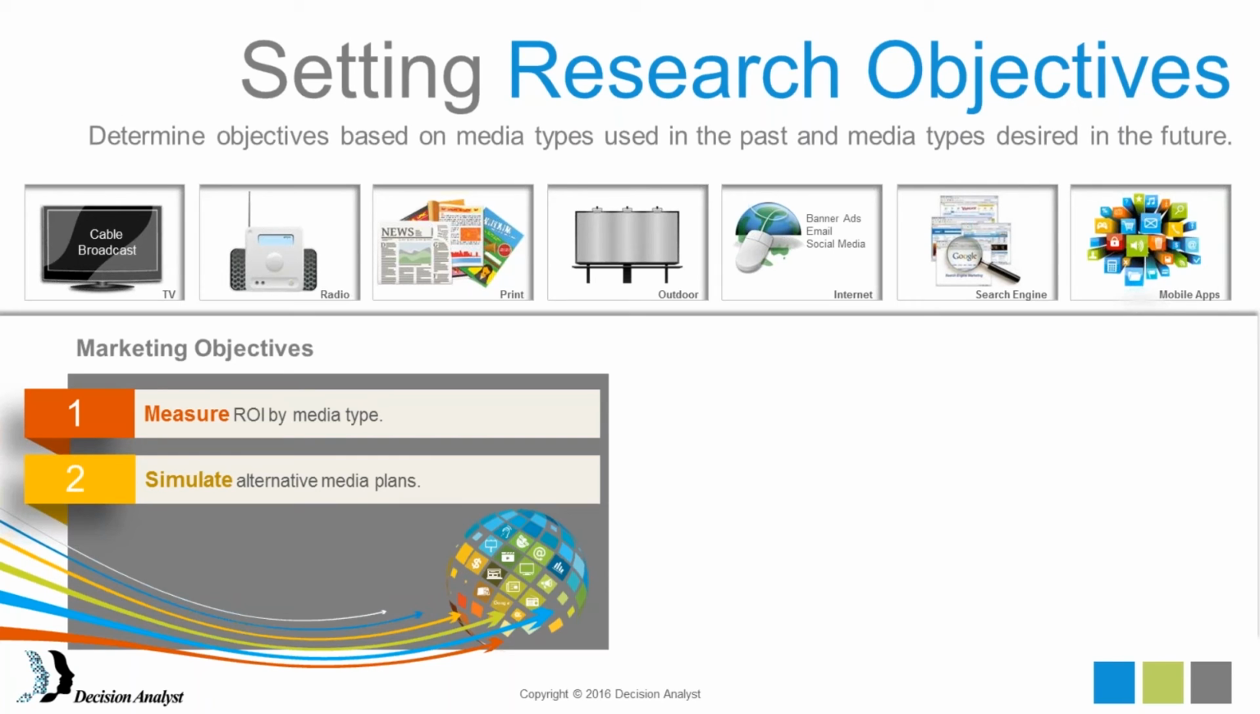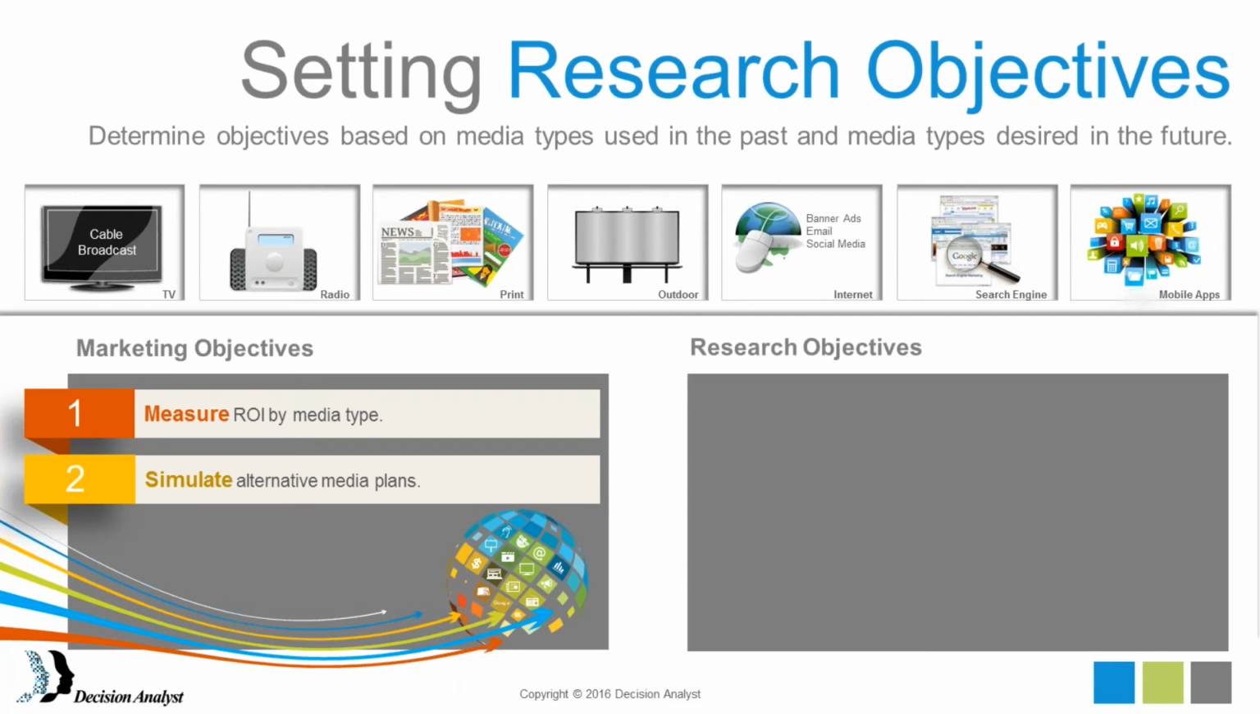A marketing objective is also typically in these projects to simulate alternative media plans. So if I have a certain dollars I'm spending on TV, radio, a certain dollars on print in January, in February, that defines my media plan, and what I want to be able to do, or an objective, is to be able to plug in these values and simulate what does that mean in terms of unit sales and dollar sales for my product line.